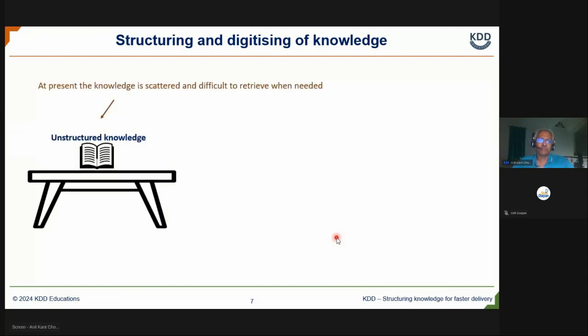So given that context of why, we will talk about what KDD education had done in this space. The important thing is how we structure this knowledge and how we digitize this knowledge. Knowledge is there, it is available, but maybe it is not available in a very structured way. In fact, there are a lot of books, a lot of videos, a lot of reports, a lot of places you will have it. The problem is when you want to find a particular information, you don't know where to go.